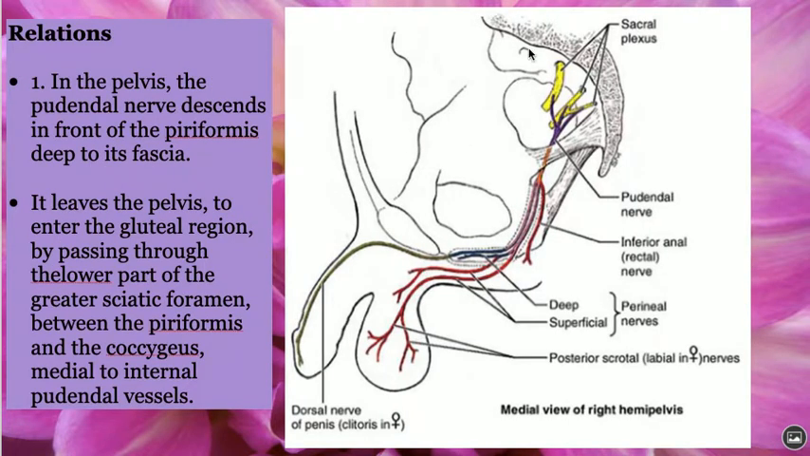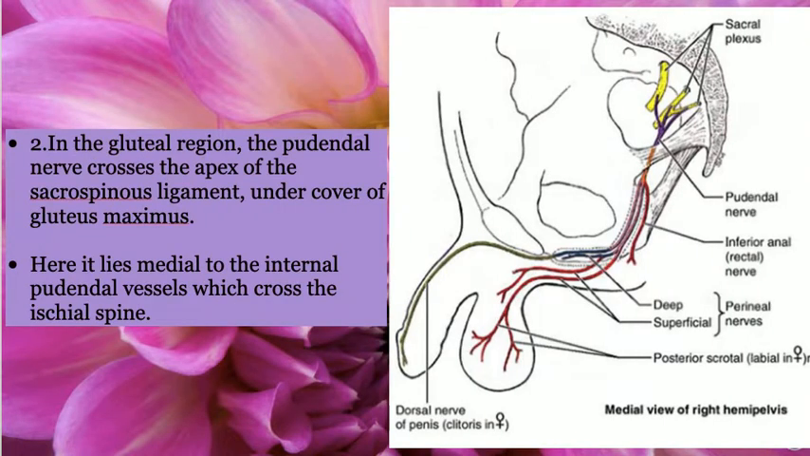Relations. In the pelvis, the pudendal nerve descends in front of the piriformis. This is the pelvic surface of the sacrum. The piriformis is right here. Leaving the pelvis, it enters into the gluteal region by passing through the lower part of the greater sciatic foramen between the piriformis and the coccygeus, medial to the internal pudendal vessels.